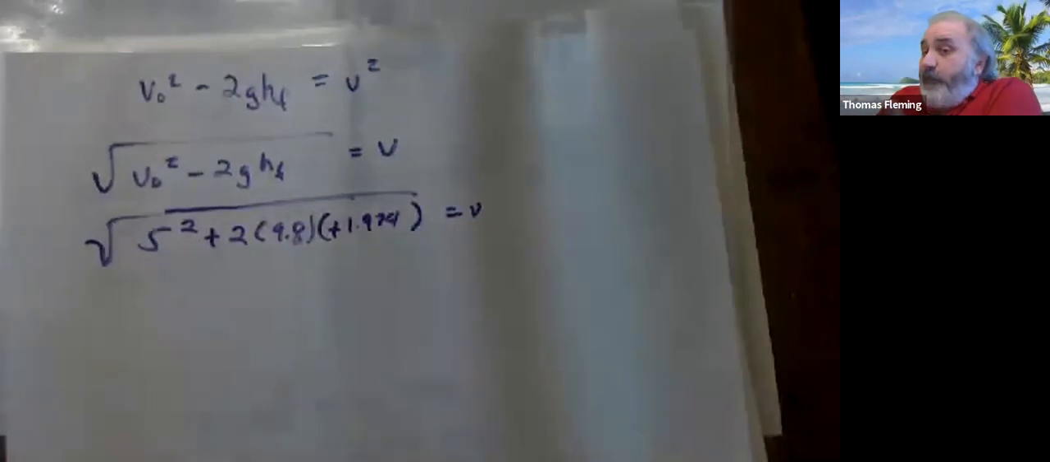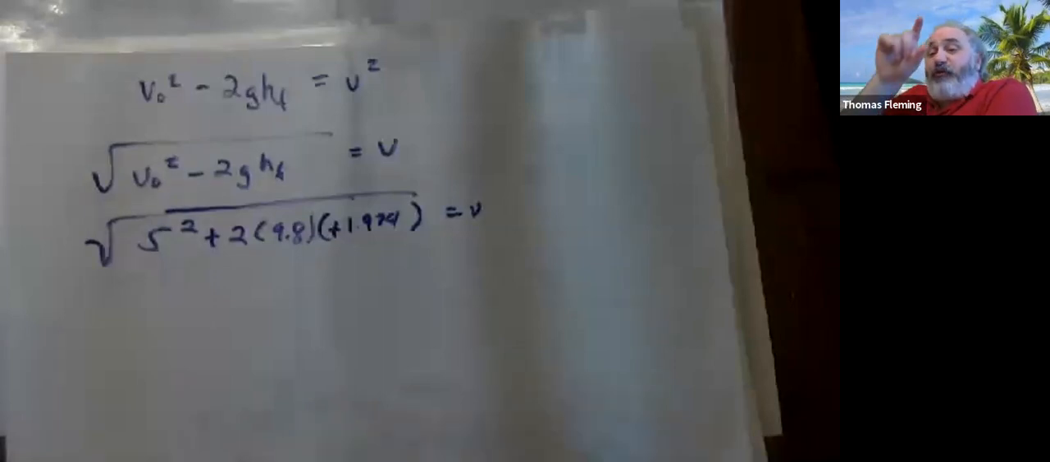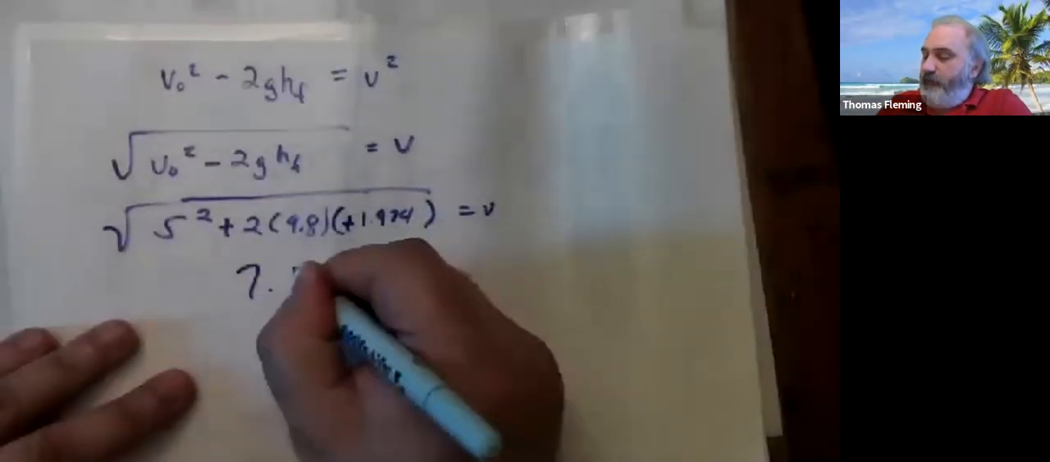If I was solving a problem and that occurred, by the way, what that would suggest was that he wasn't traveling fast enough to swing up that high. So if you see that, that's something to look out for. So 25 plus 2 times 9.8 times 1.974 is 63 and change. And when I square root that, turns out that at the bottom of that swing, Spider-Man is traveling about 7.98 meters per second.